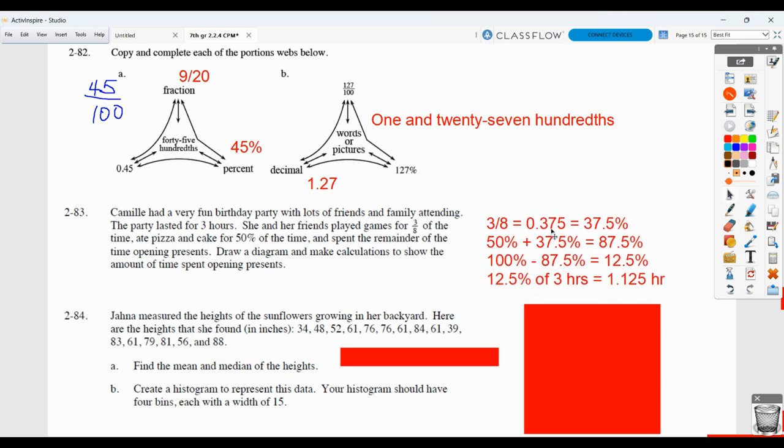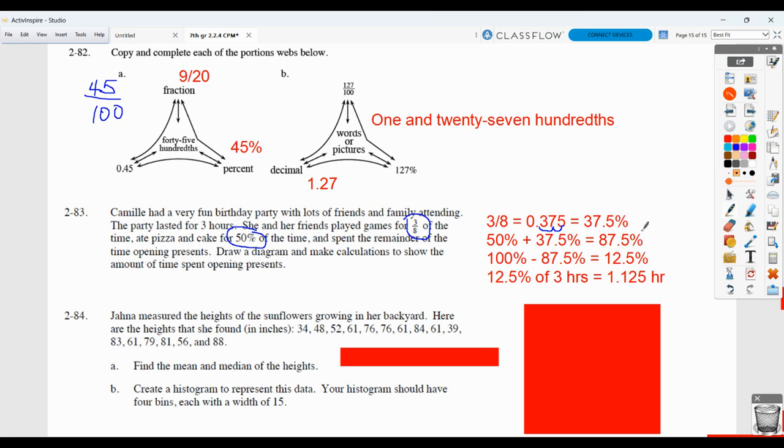So, what I did is this. I changed the 3/8 to a decimal, which would be 375 thousandths, which if I move my decimal point over 2 places to the right, I get 37.5%. And the reason I did that is because they'd given me this as a percent. So I thought, let's convert the 3/8 so that it's also a percent. When I combine those two together, I get 87.5%.